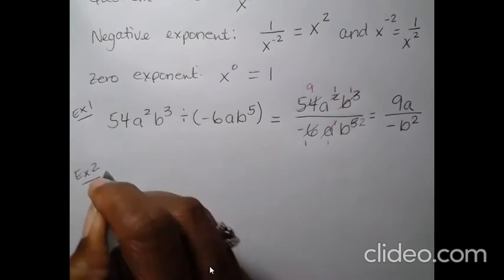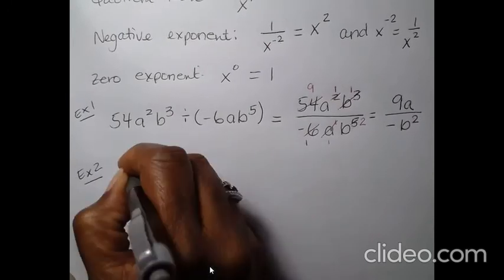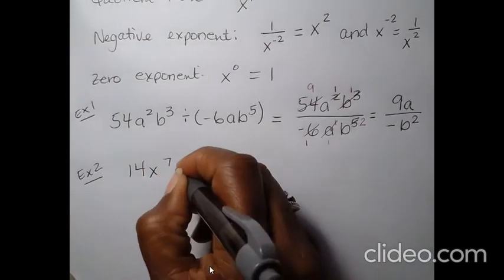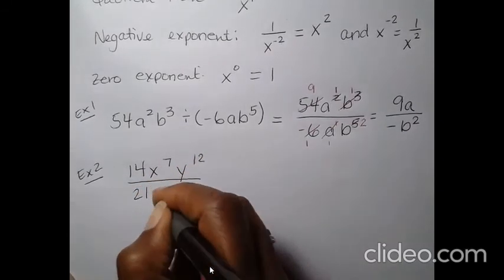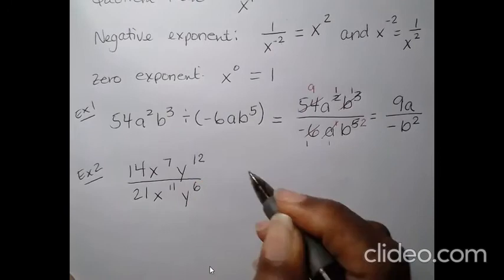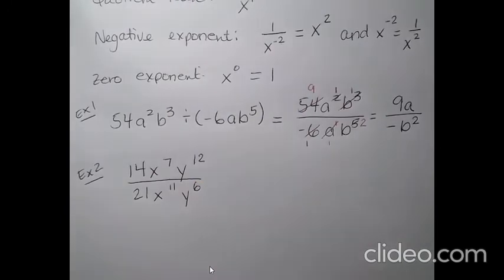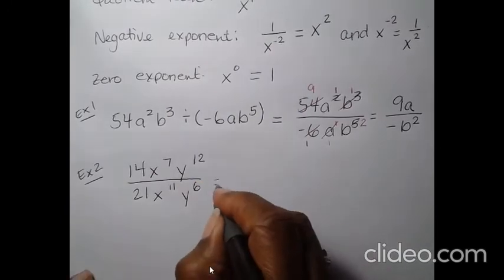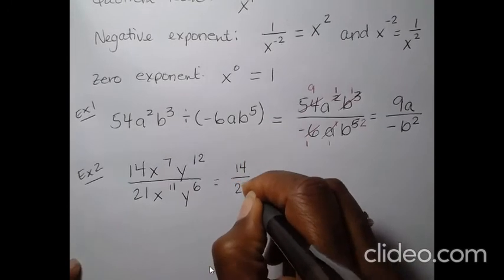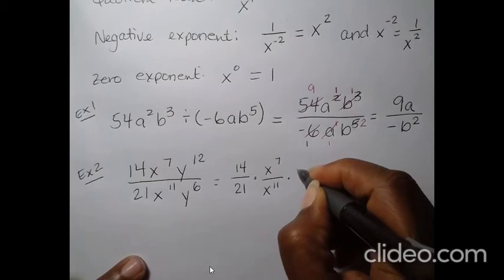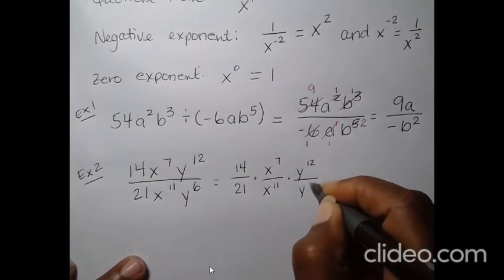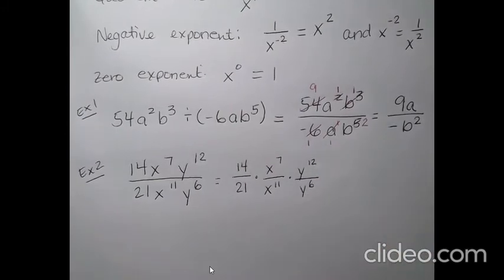Let's go with example 2. Example 2 is 14 x to the 7th y to the 12th over 21 x to the 11th y to the 6th. We could always take this and break it out into pieces. So let me do that. 14 over 21 times x to the 7 over x to the 11, and this is times y to the 12th over y to the 6th. So I just broke it into pieces: the numbers together, the x's together, the y's together. And now we can reduce them.